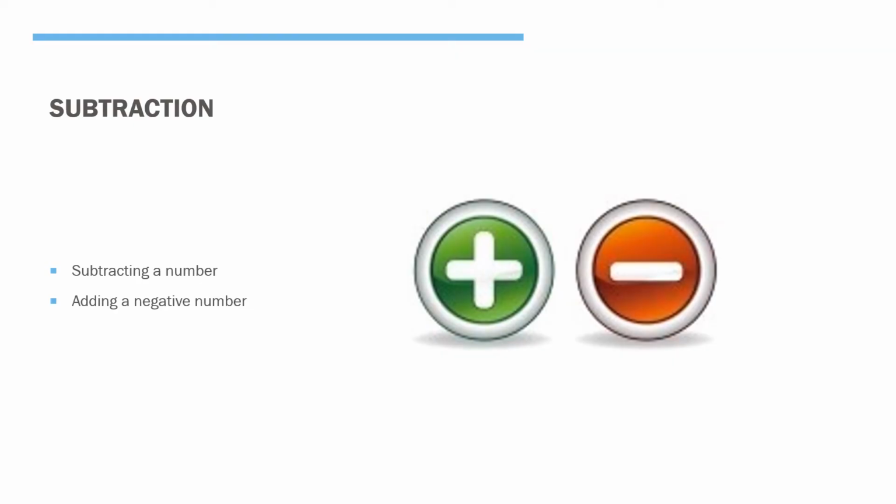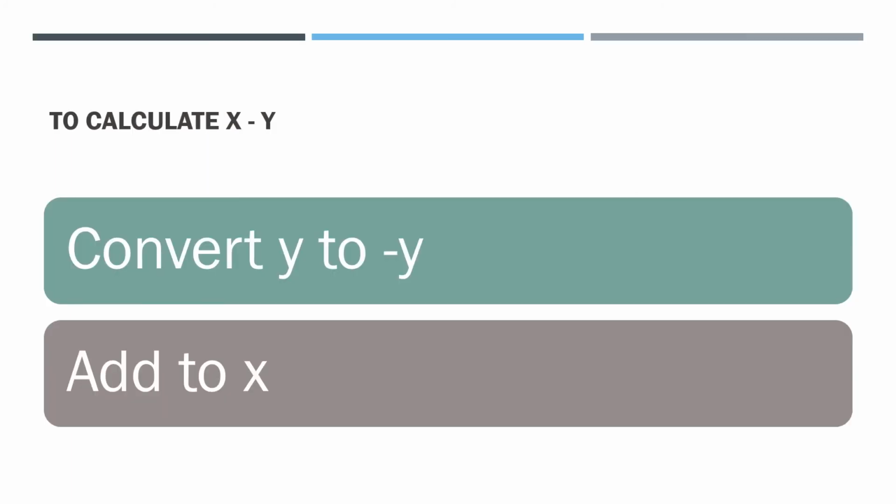Now that we know how to create minus numbers, we can use them to do binary subtraction. And this uses an obvious principle in maths that subtracting a number is the same as adding a negative number. So when we do a binary subtraction, let's call the two numbers x and y. To calculate x minus y, we convert y to minus y, and then we add the two numbers together.